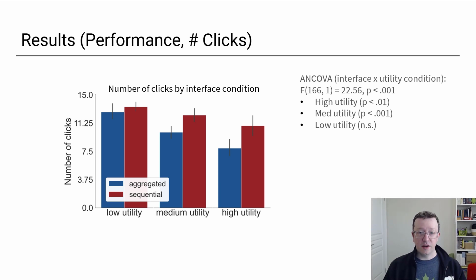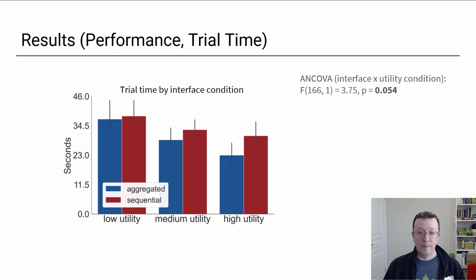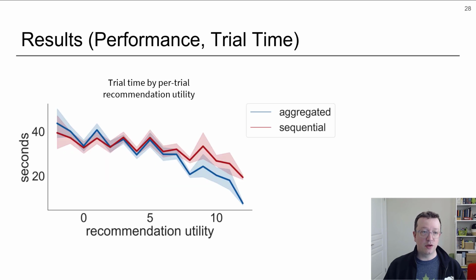Okay, on to results. So similar to before, for number of clicks, we see that aggregated outperforms sequential. But unlike study 1, where we only saw a significant difference for the high utility condition, now we see it for both high and medium utility, which lends some support to our hypothesis. For trial time, we still don't see a significant difference, but the result is kind of right on the margin with p equal 0.054.